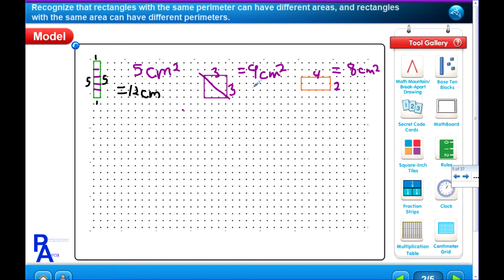What is the perimeter of each rectangle that we drew? 12 centimeters. Are they all the same shape? No, there's a skinny one, a square, and a fatter one. Do they all have the same area? No, this one had 5 centimeters. This one had 8, and this one had the most of 9 centimeters.